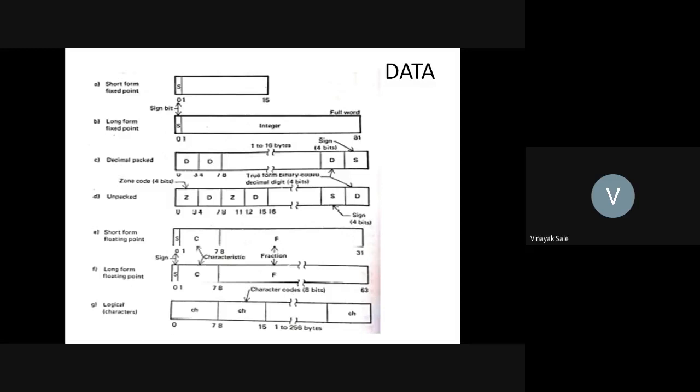Then next 8 bits for actual data. Then next 4 bits for sign, and next data for digits, decimal digits. Similarly, we can store the data, that is a shorter form floating point, long form floating point, and logical characters.